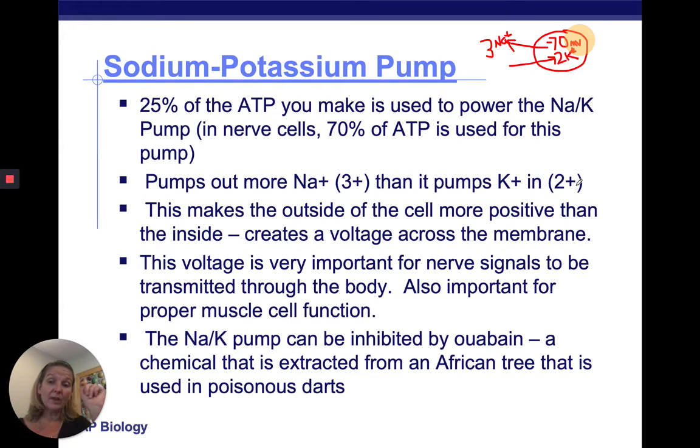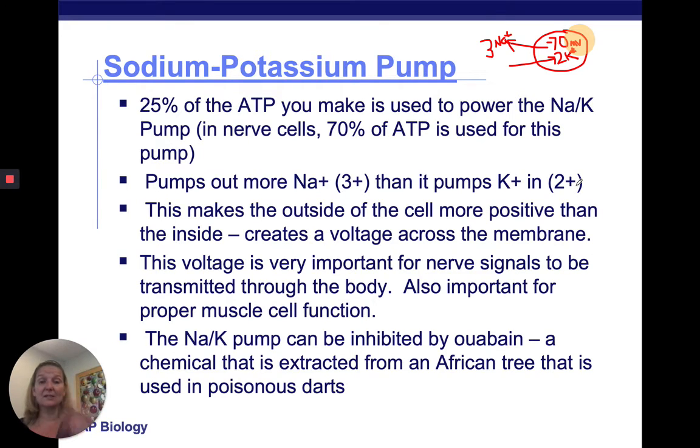25% of all the ATP that you make, so when you eat, 25% of the food you're putting into your body that's going to go make ATP is used to power the sodium-potassium pump. That's how important it is. And in your brain, or nerve cells, it's 70% of the ATP. So the sodium-potassium pump is really important.